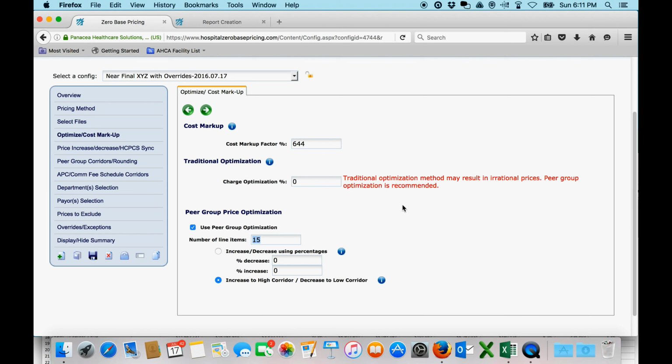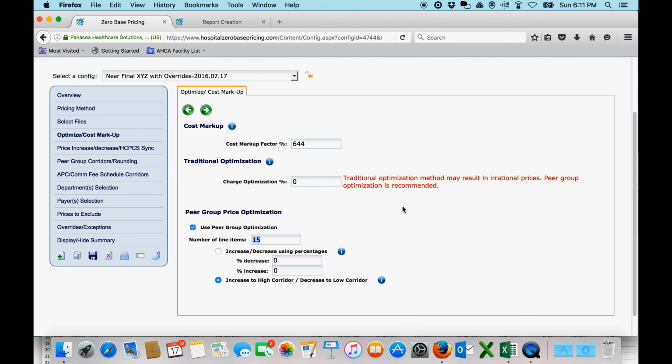You may have prices that are sitting at the 115% that have a very low charge payer mix, and we might actually bring those down to 100% of the market average. So we have prices going up and down, but it's only your top 15 going each way. So you might have 15, you might have 30, 15 each way.